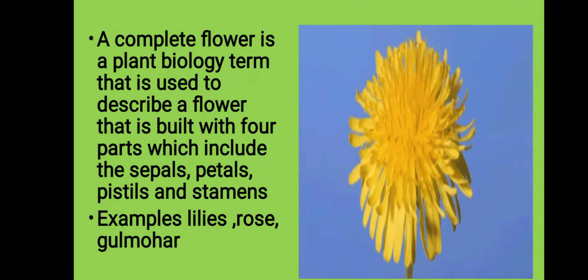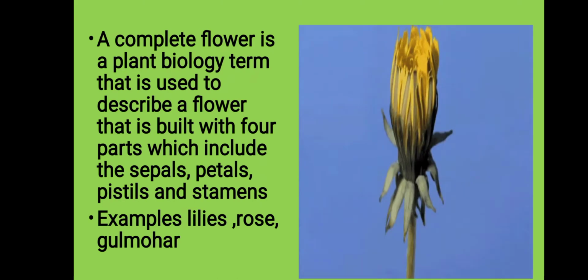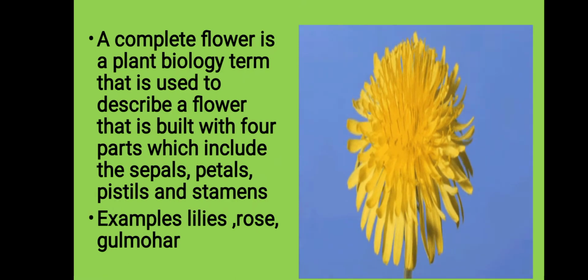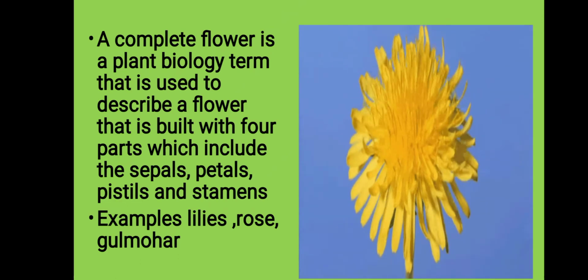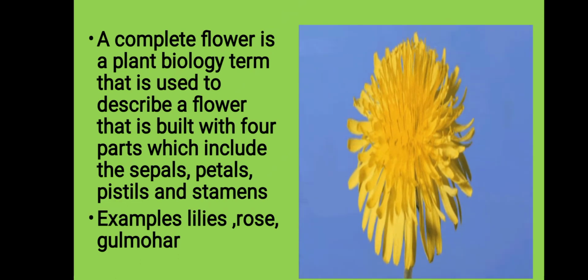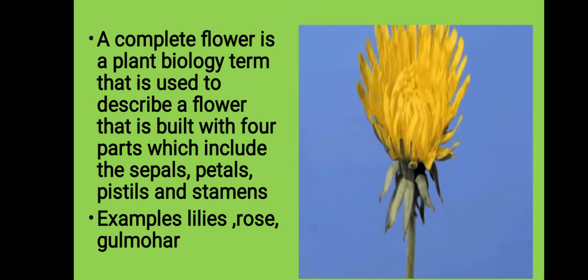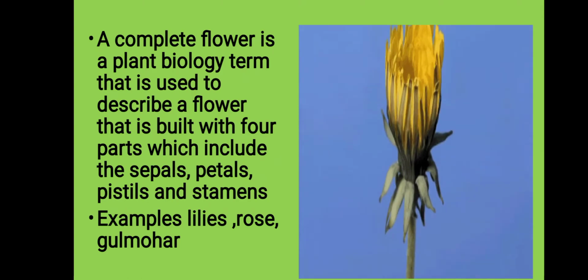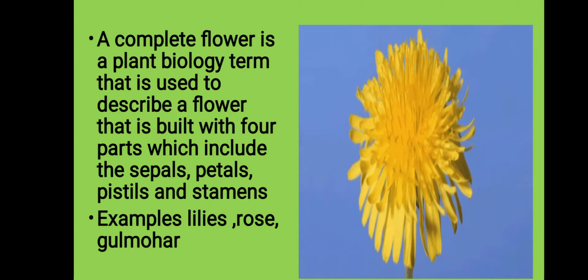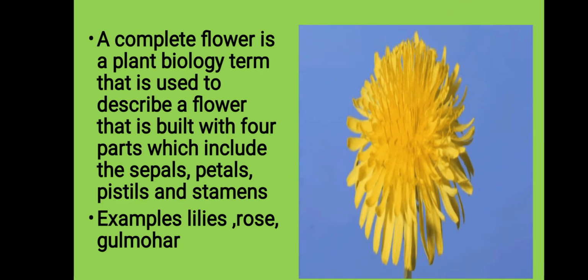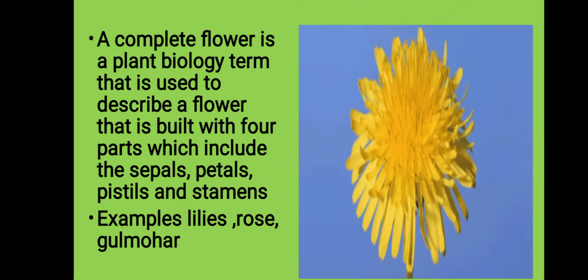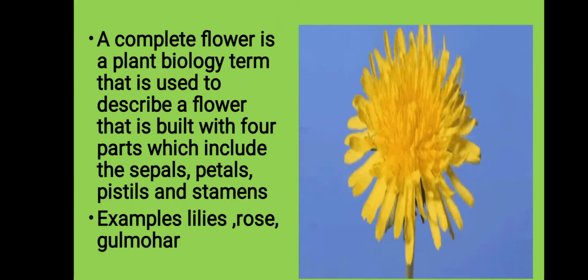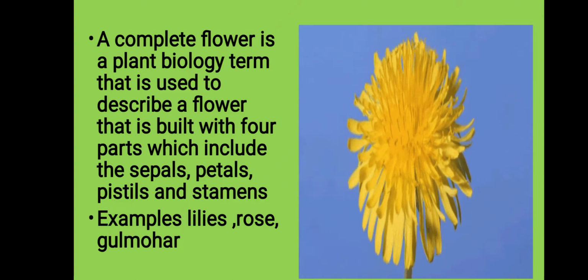Now we are going to learn about two types of flower. One is the complete flower and another is the incomplete flower. A complete flower is a plant biological term used to describe a flower that is built with four parts, which include the sepals, the petals, the pistils, and the stamens, all four parts of a flower. Examples are lilies, rose, gulmohar, and varieties of flowers.